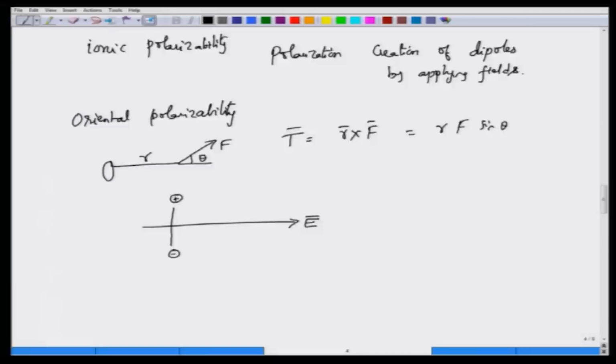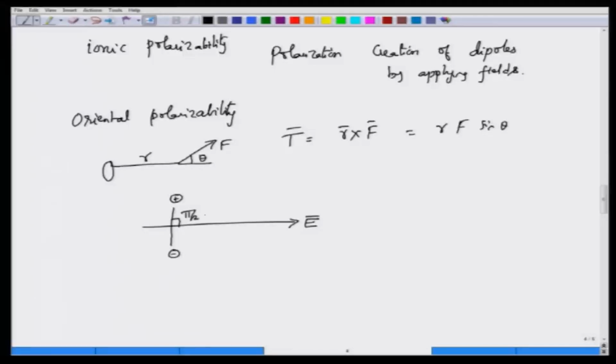Well, there will not be any movement of the dipole when the field is along it, because there is no torque. On the other hand, when I apply the force at an angle, the dipole actually moves. Why is it sin theta, right? So when theta is equal to pi by 2, I can move it, right.